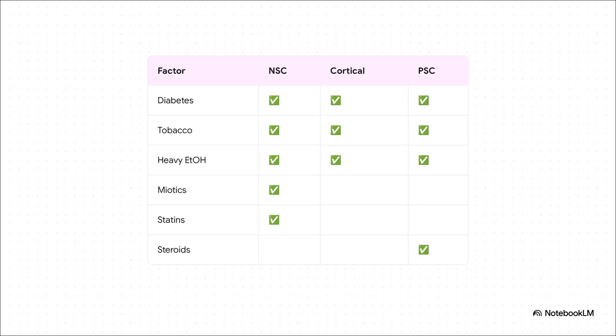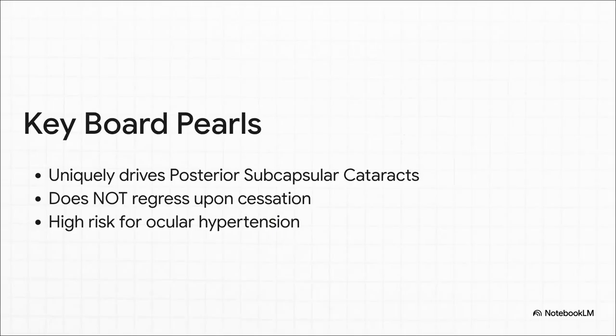I want you to notice the pattern here. Diabetes, tobacco use, high myopia, and heavy alcohol consumption. They increase the risk for all three types, NSC, cortical, and PSC. Miotics and statins, on the other hand, heavily favor NSC and cortical cataracts. But the one I really want you to burn into your memory is corticosteroids, which are uniquely associated with posterior subcapsular cataracts, or PSCs.